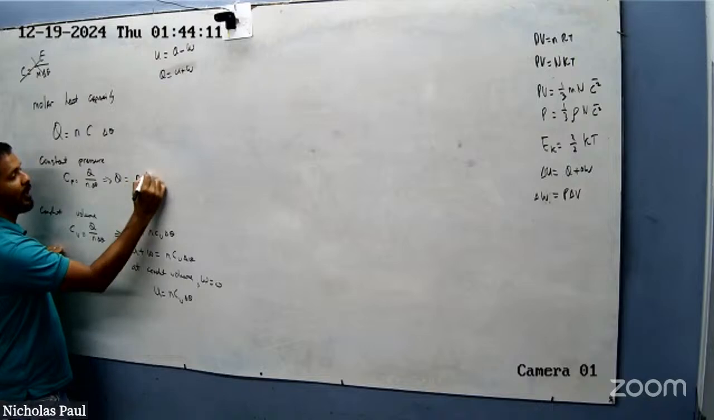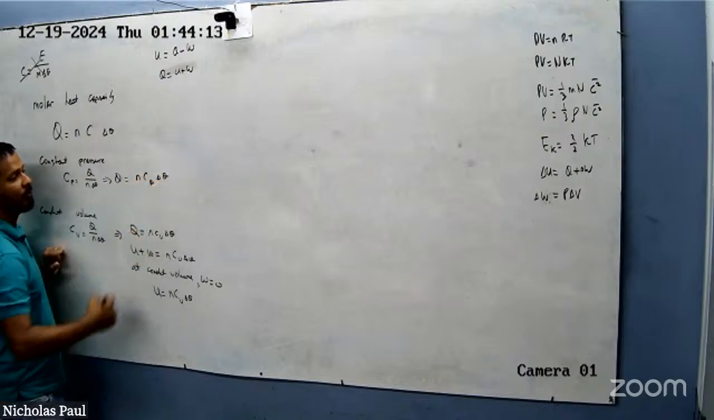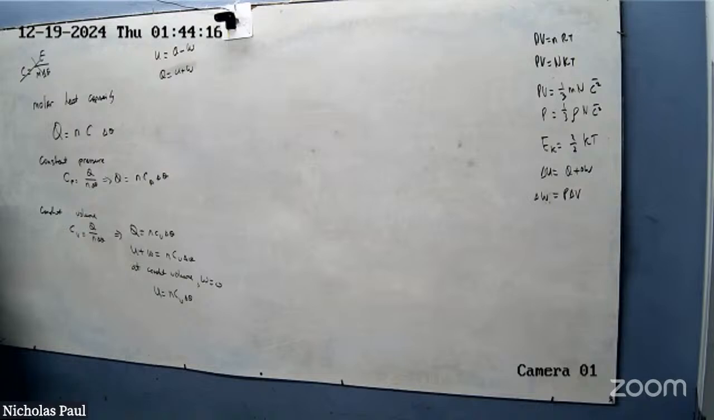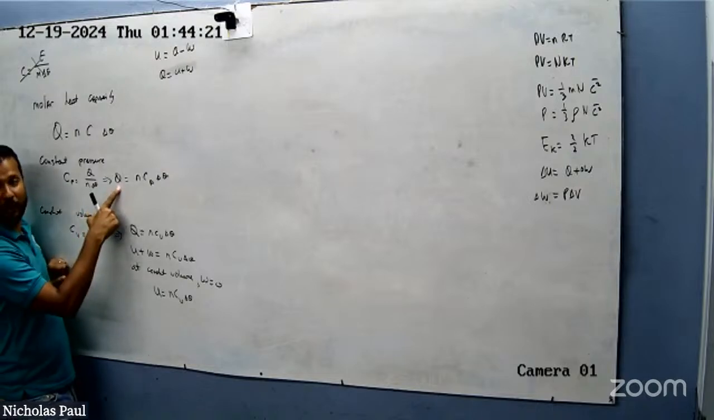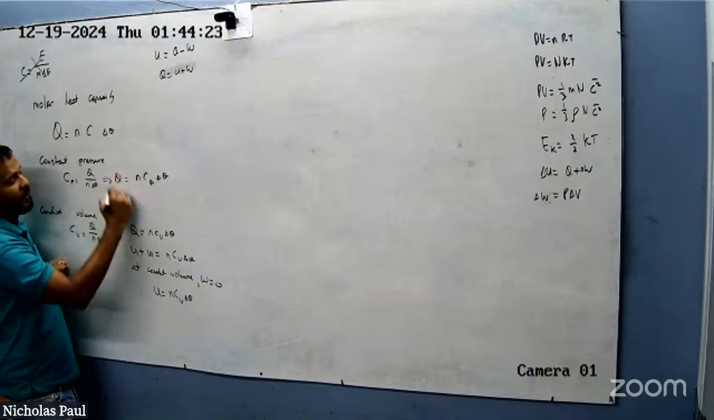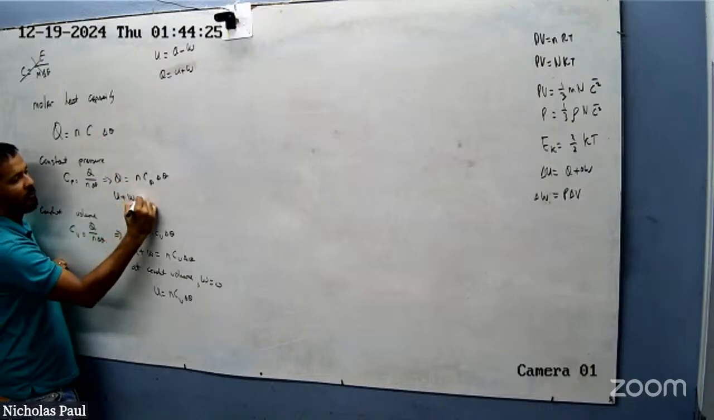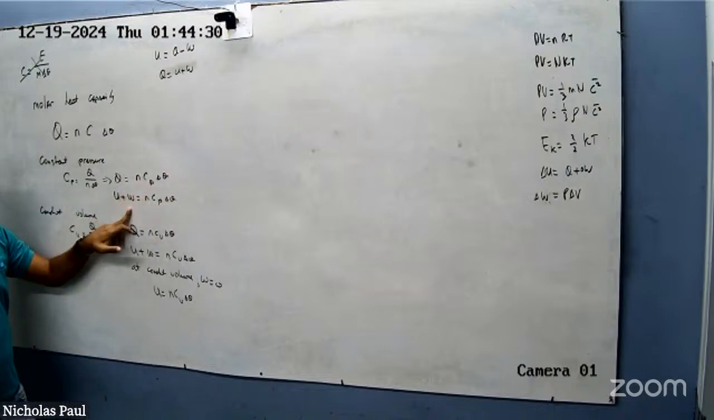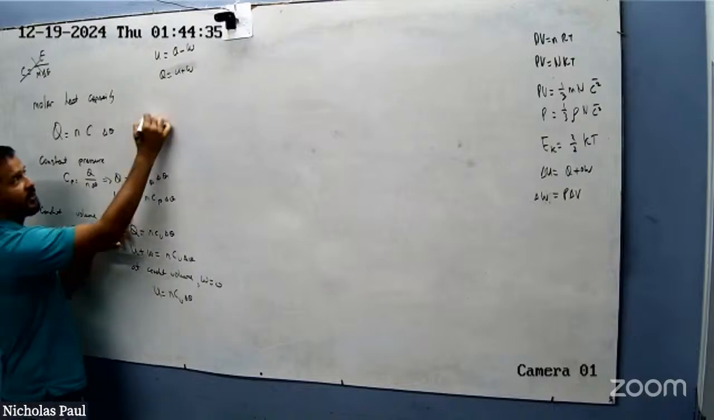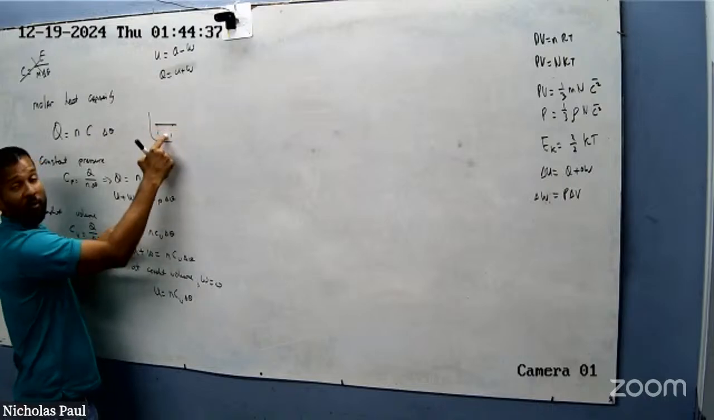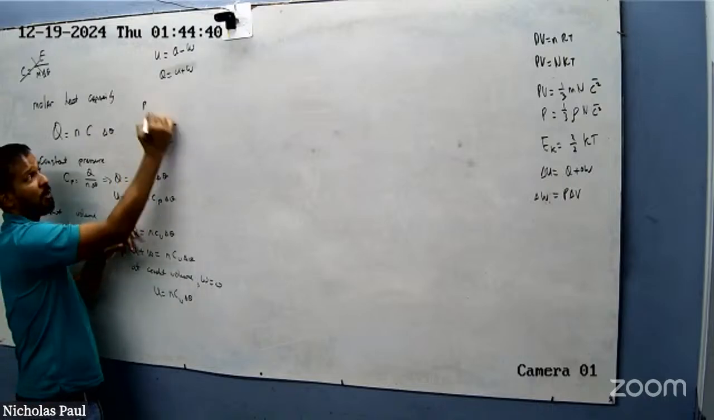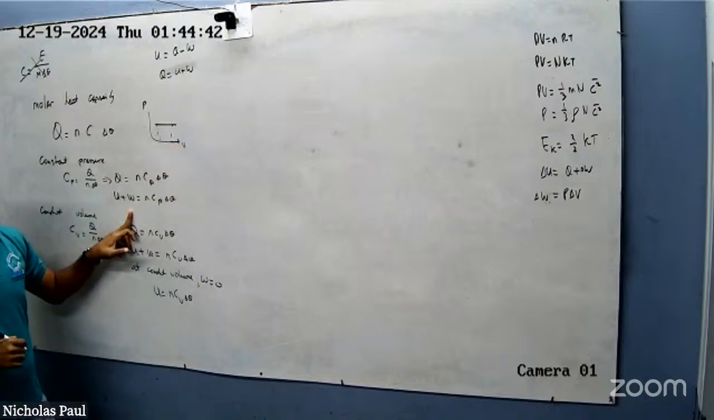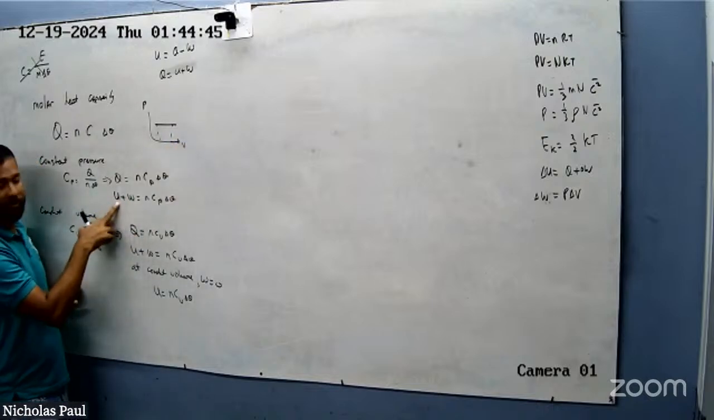Q is equal to nCpΔθ. And we know that Q is what? Q is U plus W. That's okay? At constant pressure, do we have work done? Remember this, pressure versus volume graph at constant pressure, and we have work done. So we have work done and we have internal energy.